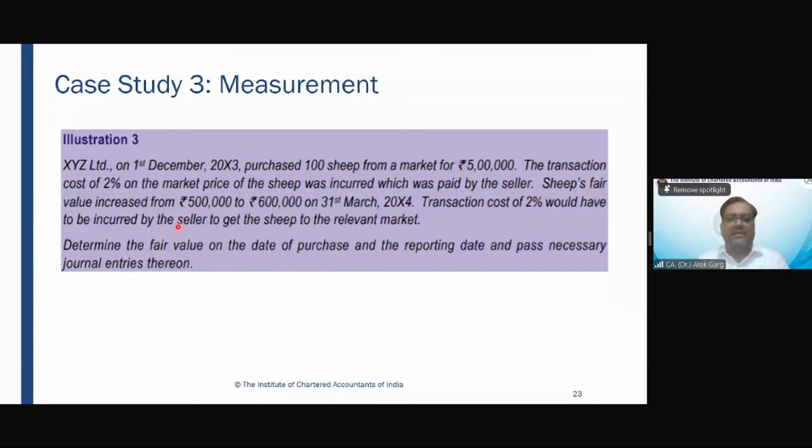Sheep's fair value increased from 5 lakh to 6 lakh on 31st March 2004. So on the reporting date, the fair value will become 6 lakh. Transaction cost of 2% would have to be incurred by the seller to get the sheep to the relevant market. Right. This is the transportation cost. So friends, determine the fair value on the date of purchase and the reporting date and pass the necessary journal entries thereon.